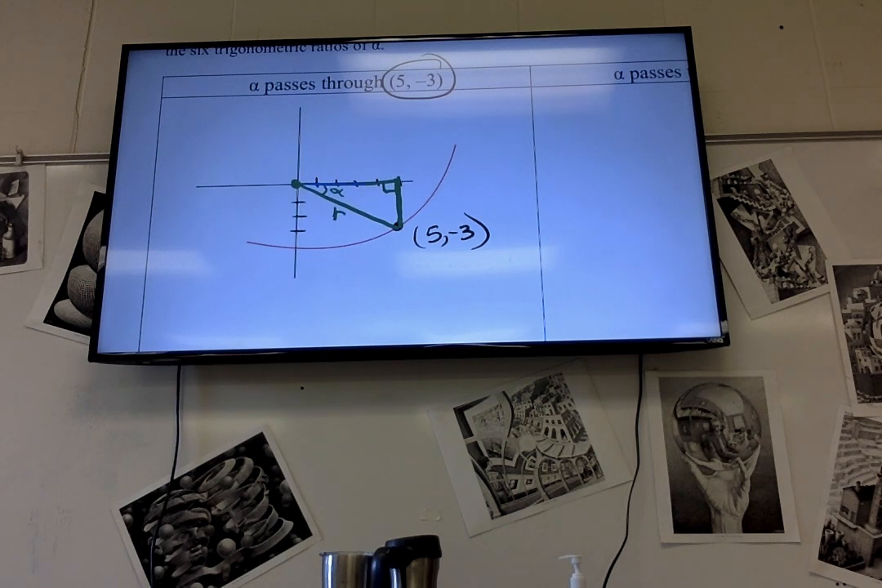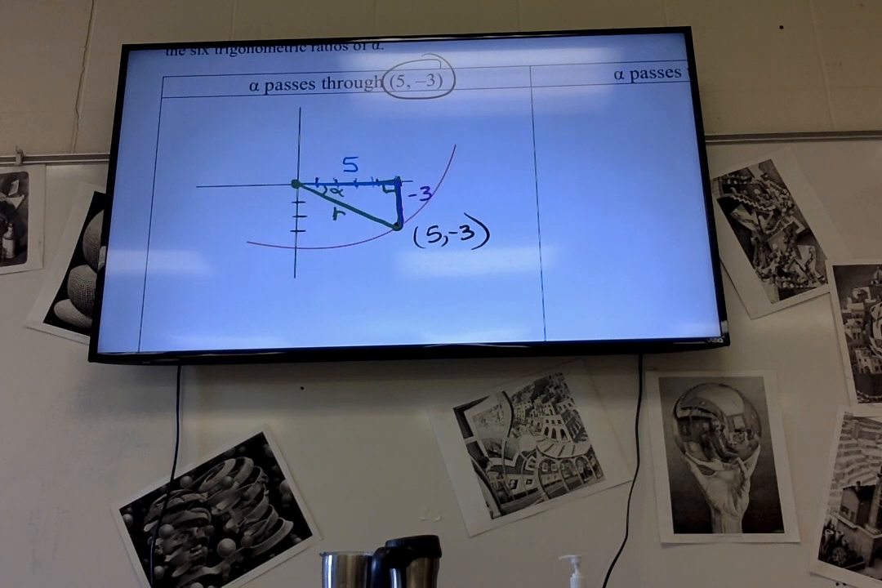This side, we can count: 1, 2, 3, 4, 5. Length of that side is 5. And I can do the same thing here. What about that side? It's 3, but it's negative because it's going down. That's right.